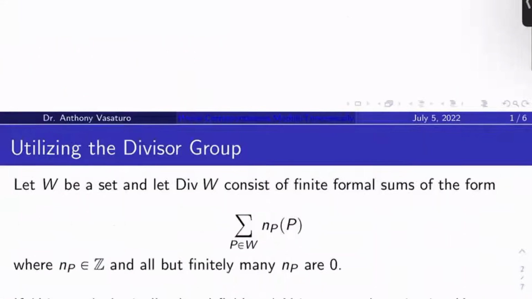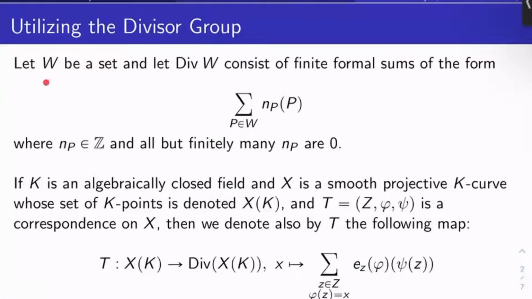So we're going to utilize the divisor group here. Let's let W be a set. Let's let div W just consist of finite formal sums of the form sum over points p in W of n sub p times this formal object (p). In other words, it's the free abelian group on points of W. These n_p's are just integers, and I need all but finitely many of them to be 0. And this (p) here is a formal symbol that just represents the point p in W.